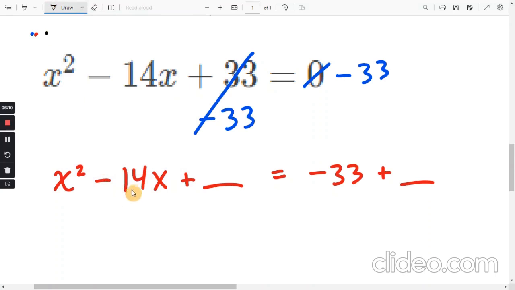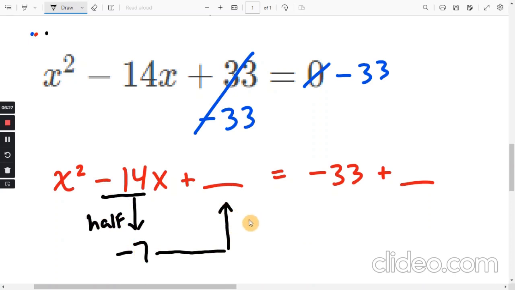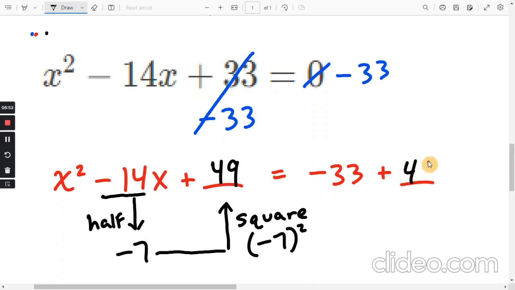You go to the term that's multiplied by x, the coefficient here, and you want to take half of that. Half of negative 14 is just negative 7. And then you square it. So use parentheses, that's going to be negative 7 squared. Negative 7 times negative 7 is 49. This number will always be positive because when you square it, the negative becomes positive. Now, if we add 49 on the left side, we also need to add 49 on the right side as well. So it balances out.